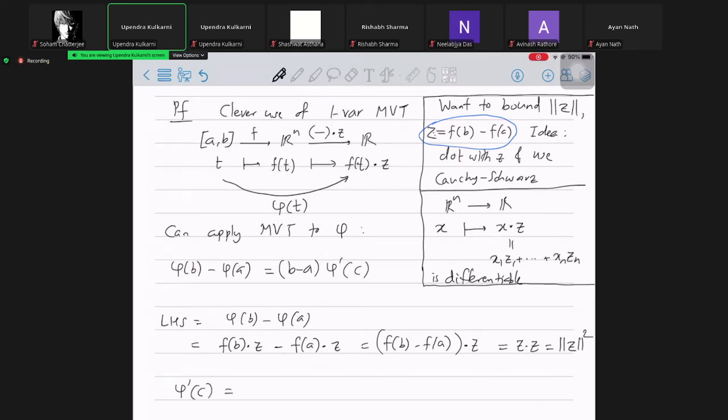What was phi? It was the composition of two functions, right? So let's write down, what is phi? I first do f and then I do... okay. I see I have not given a name to that function. So let's give a name to this function. What should I call it? Okay, let's call it g here.